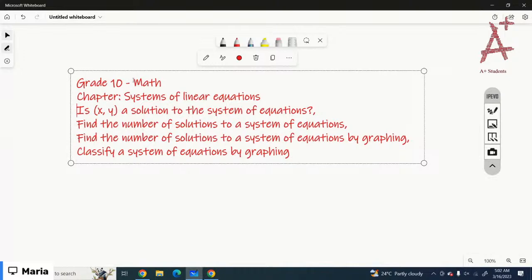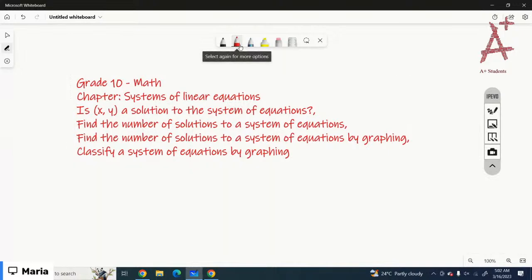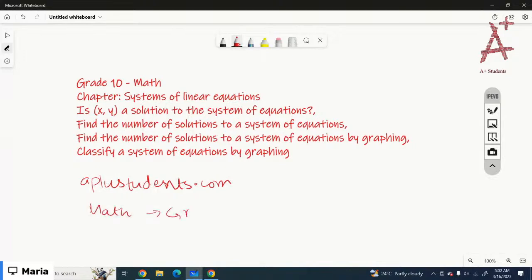So we're going to start with grade 10 maths. You can find all the lessons on aplusstudents.com. You have to log in there using your email address and password as provided by the administrator. Then you have to select math from the subject tab. Scroll down to grade 10 and then click on view all lessons.